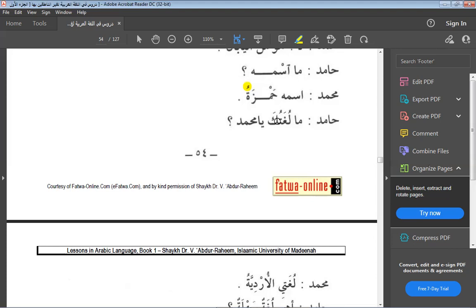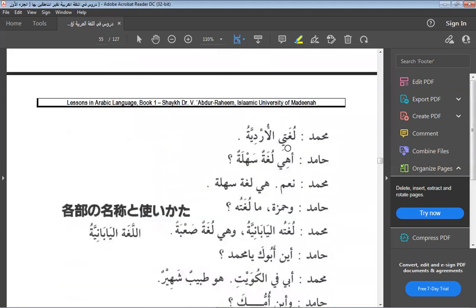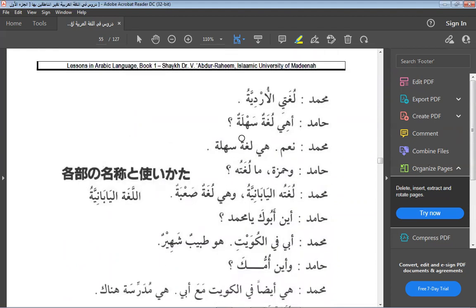Okay. Ma lugatuka ya Muhammad? What is your language, O Muhammad? It says Lugati al-Urdiya. Al-Urdiya is Urdu. Urdu looks so much like Arabic. Ahiya lugatun sahlatun? Is it an easy language? Na'am, hiya lugatun sahlatun. It is an easy language.